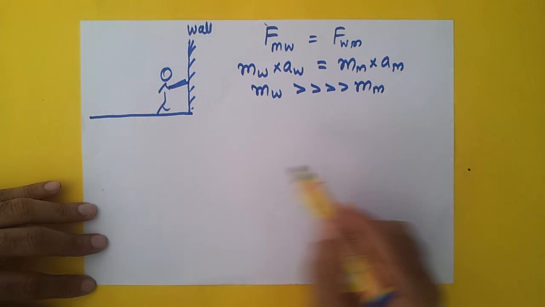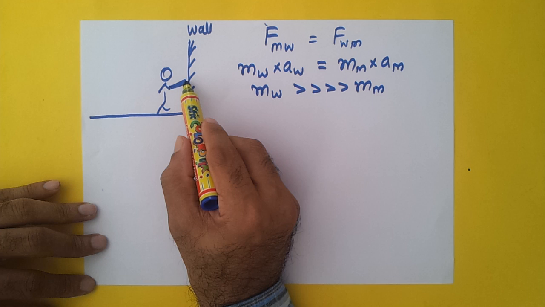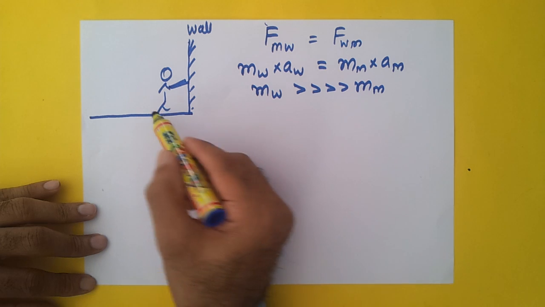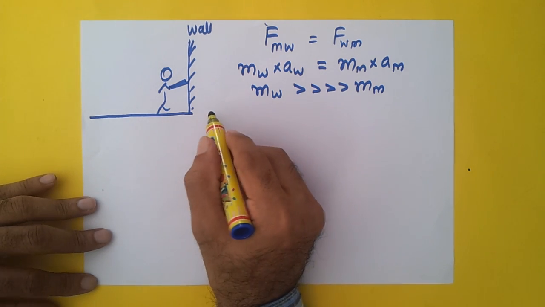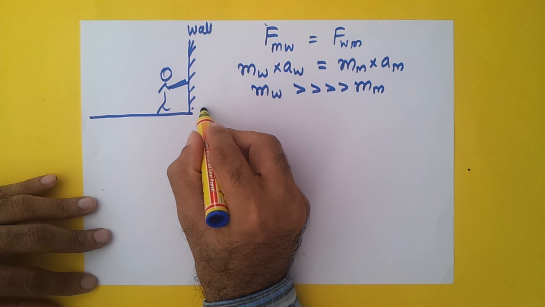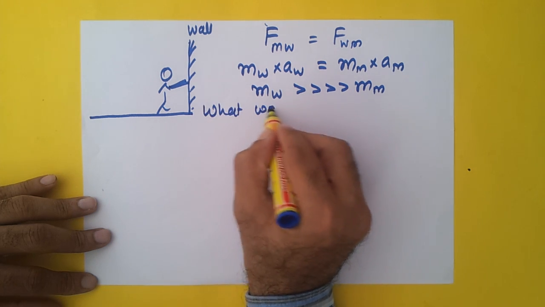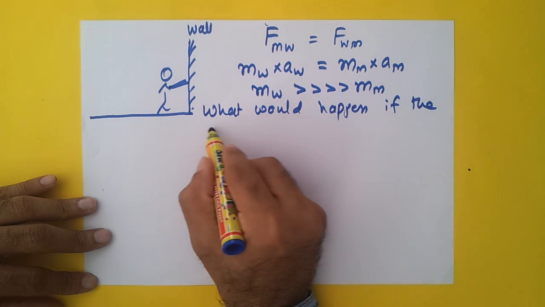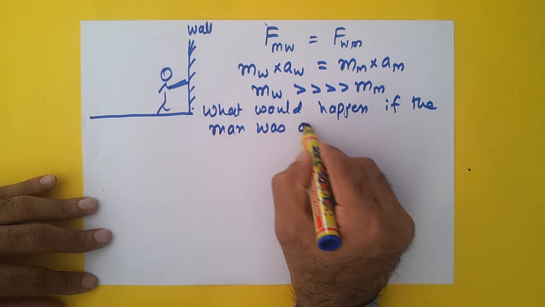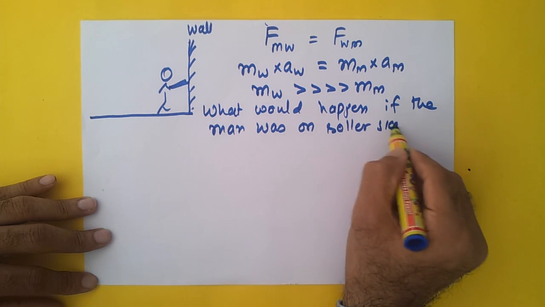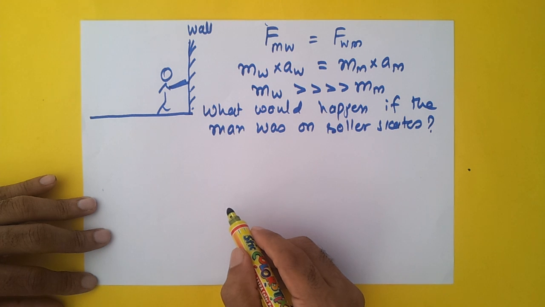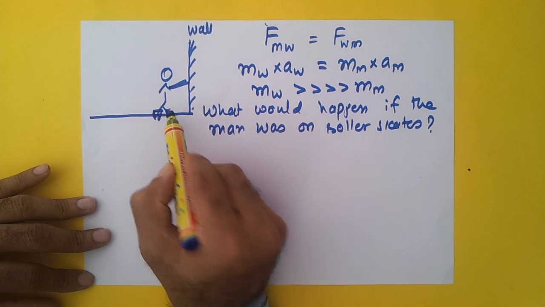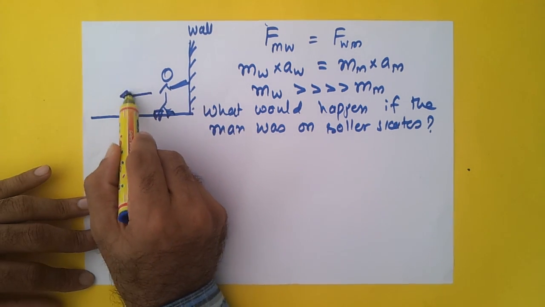Let me explain. What is happening over here is, when this person applies a force onto the wall, the wall also applies an equal and opposite force. But still he does not move. Maybe I'll ask you a question, and that will help you understand this better. The question that I have is, what would happen if the man was on roller skates? I think you got the answer. If he's on roller skates over here and he pushes the wall, you will immediately see the man going back.